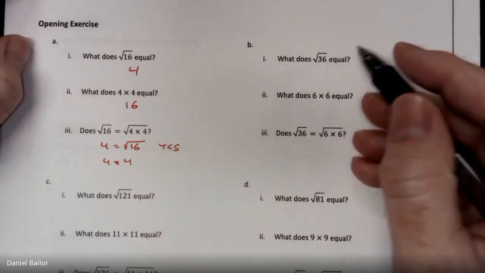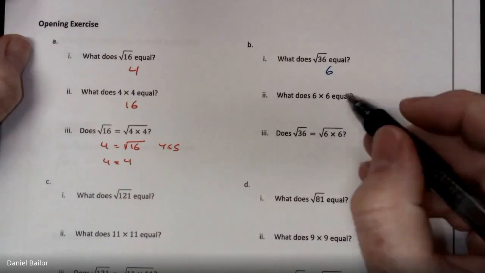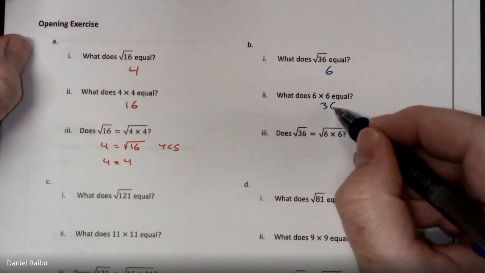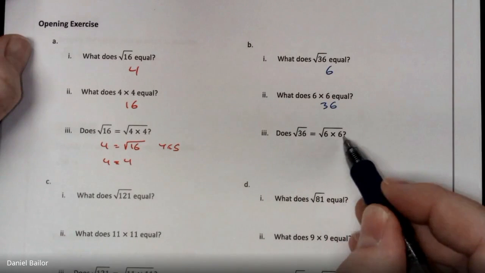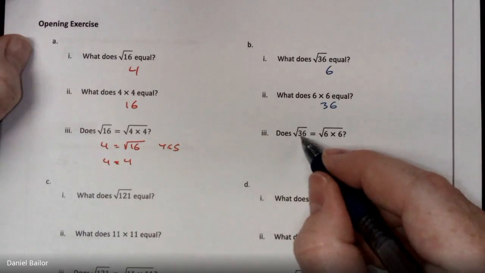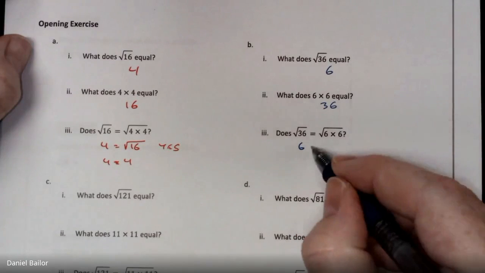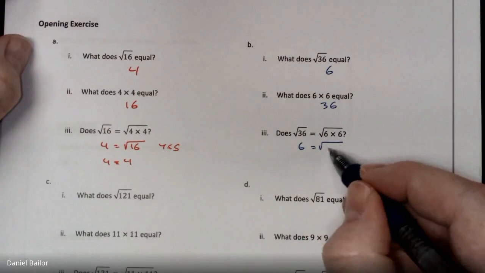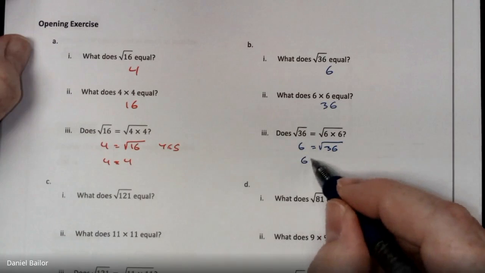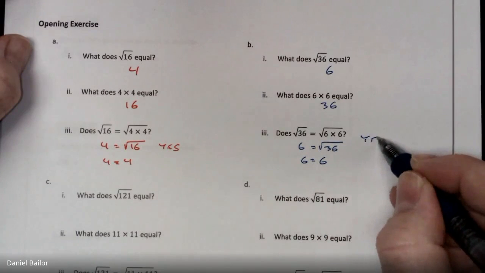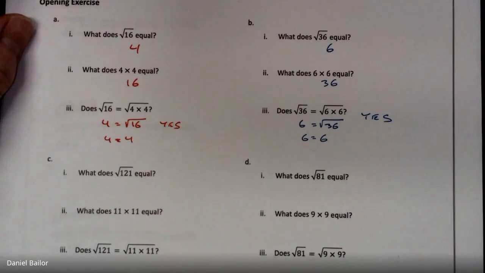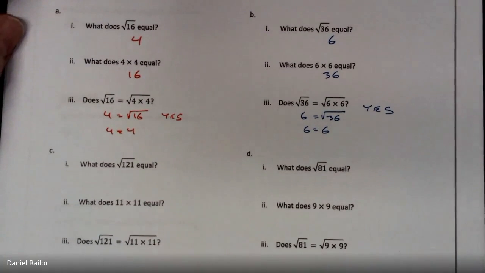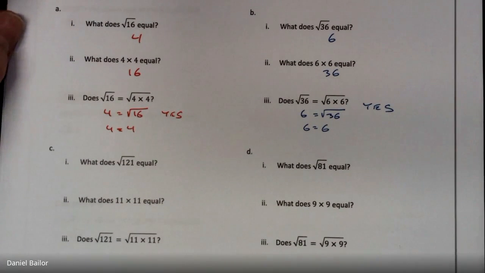What's the square root of 36? Well, that's 6. What does 6 times 6 equal? 36. Does the square root of 36 equal the square root of 6 times 6? Well, the square root of 36 is 6. 6 times 6 is 36, so I get 6 equals 6. Yes. Okay, I think we might be getting close to their point. We're just getting a lot of the same thing, and yeses and yeses and yeses.